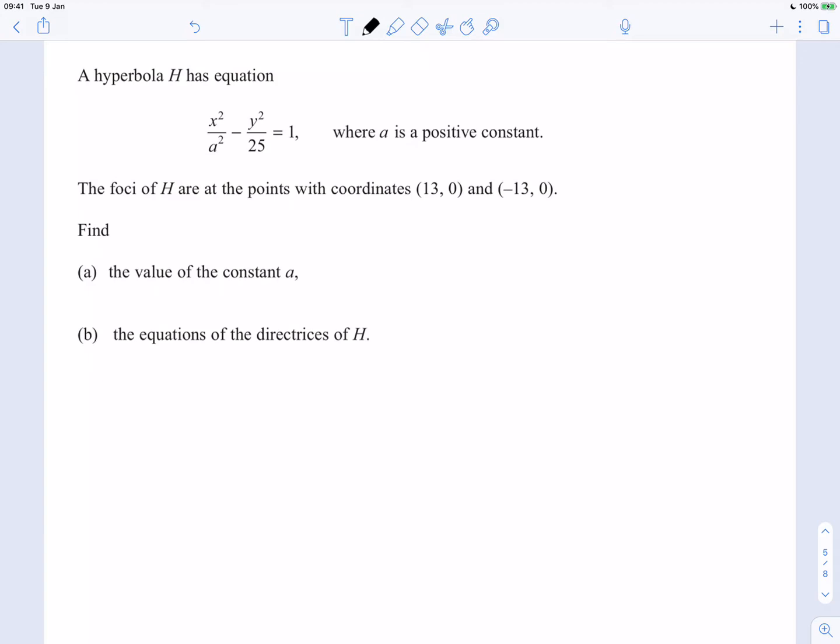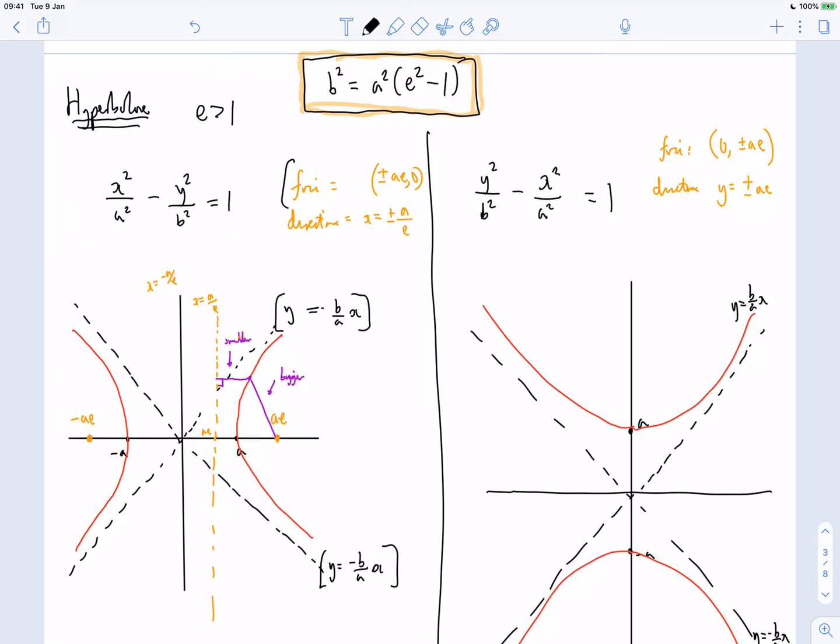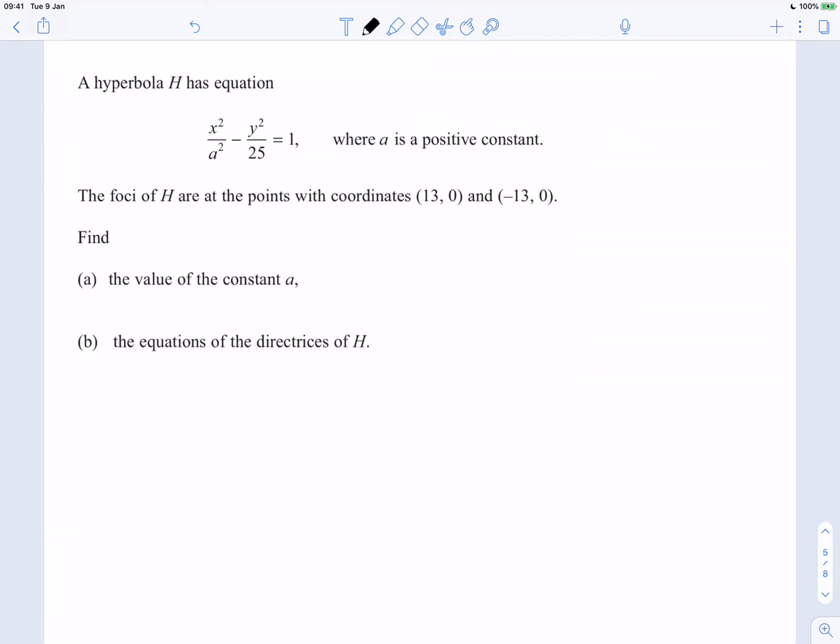Okay, a hyperbola H has equation x squared over a squared minus y squared over 25 equals 1. The foci of H are at the coordinates (13, 0) and (-13, 0). Find the value of a. Okay, so first of all, I'll look at the hyperbola and I'll know that the foci are at plus or minus AE, 0. So I know that 13 equals AE.